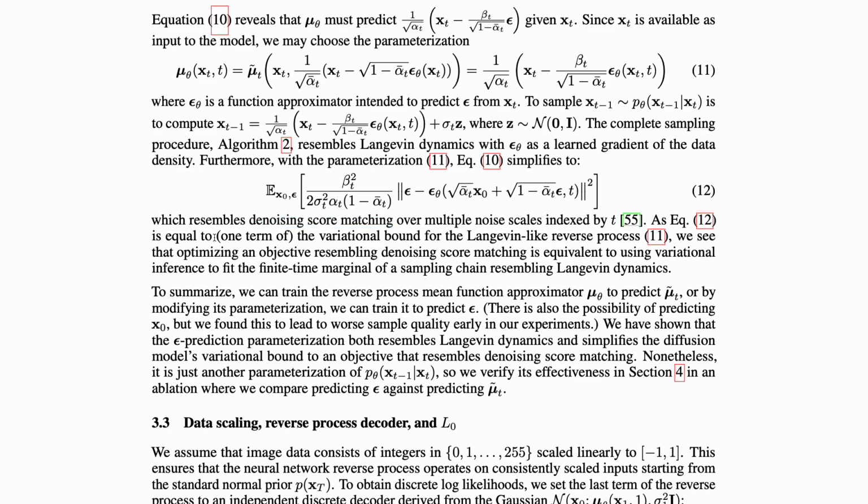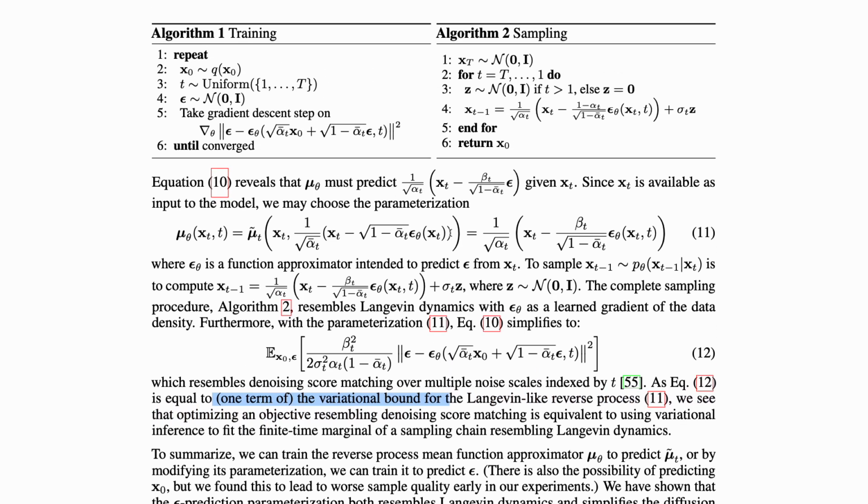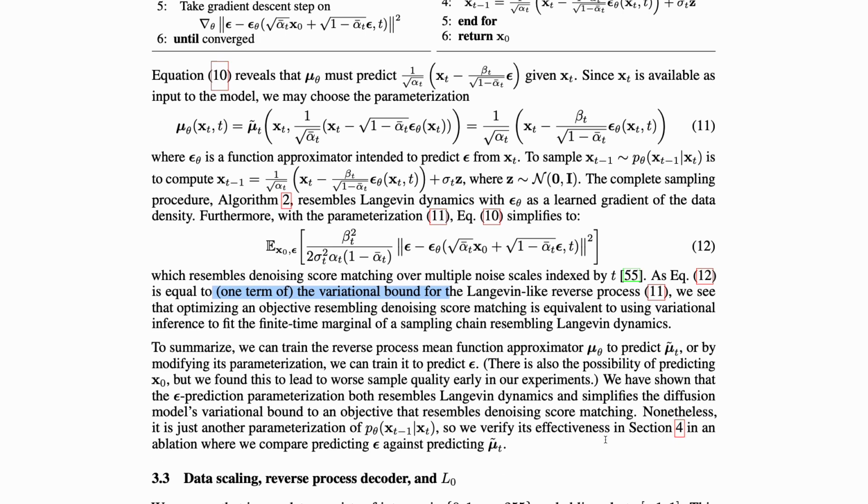As equation 12 is equal to one term of the variational bound of the Langevin-like reverse process, we see that optimizing the objective resembling denoising score matching is equivalent to using variational inference to fit the finite time marginal of the sampling chain resembling Langevin dynamics. So it is saying something about Langevin dynamics.